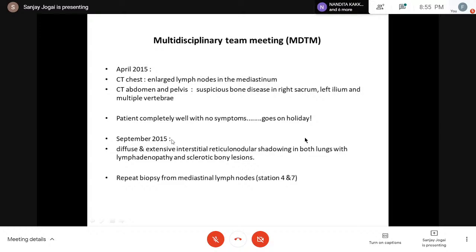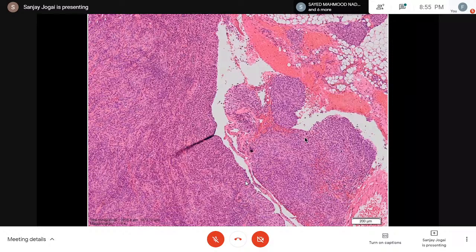In September 2015, he then came back with diffuse and extensive interstitial shadowing and the sclerotic bone lesions. Now, they said, oh, there are mediastinal lymph nodes. We still haven't an idea what this is. Let's take these lymph nodes out. So, it happens to be my week on the rota, I get the lymph node out. I am baffled already. Oh gosh, I have not made a diagnosis. Brompton doesn't know. And now we have got a lymph node.